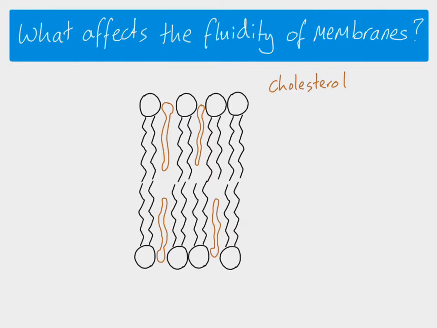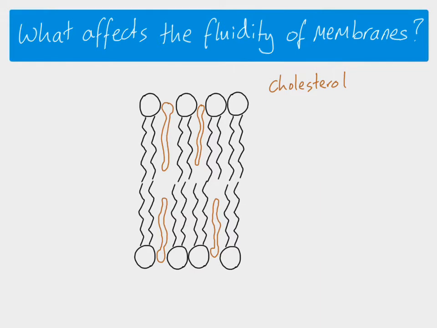Now, this is very helpful because cholesterol can do two things. If the temperature goes up, the cholesterol interacts with the fatty acids and stops them being able to move around quite as much. So at higher temperatures, cholesterol helps to reduce the fluidity of the membranes.